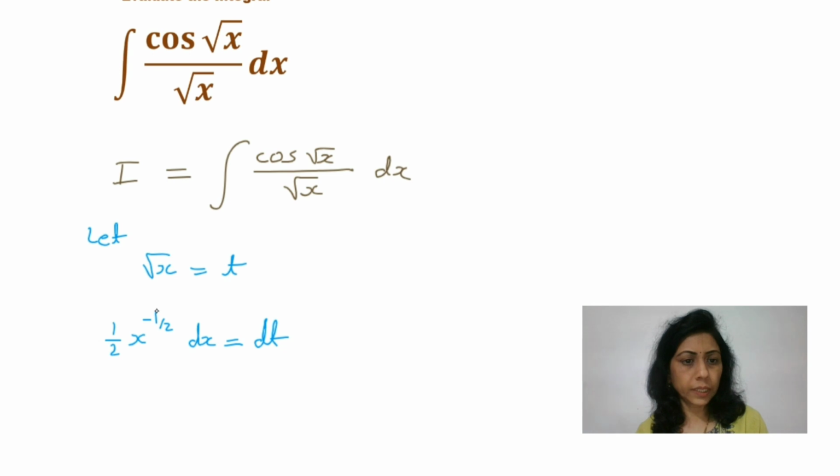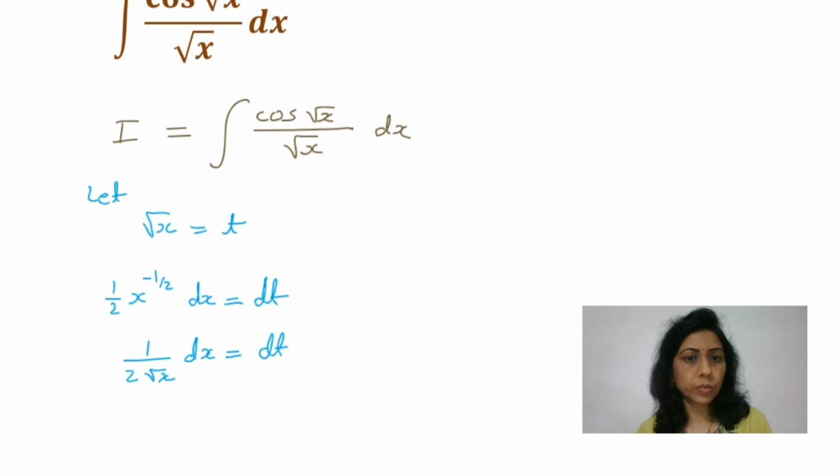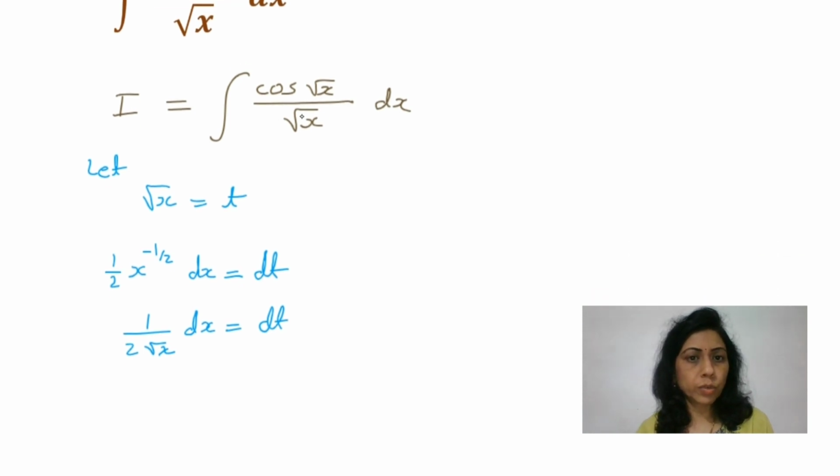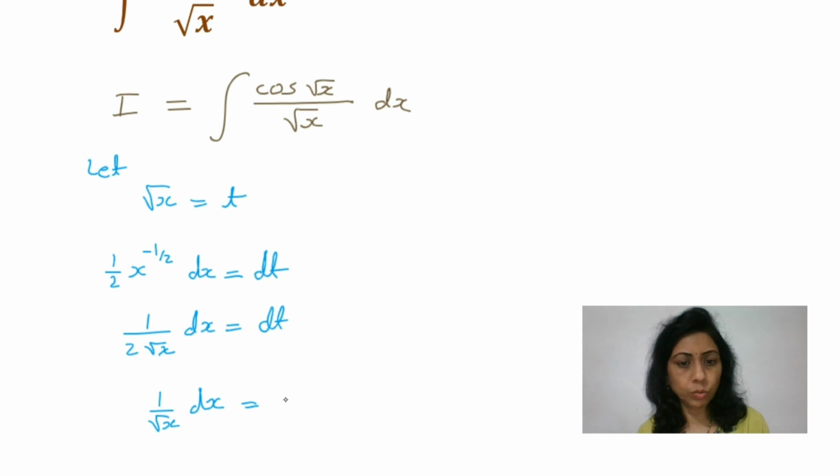So this one we can write in positive power. This goes in the denominator, or we can write 1 upon 2 square root x dx is equal to dt. We can write this in radical form because a radical is given. Here, what is given is actually 1 upon square root x dx, so this is left here, but the 2 we transfer to the other side. 2 is divided here, so on the other side it is multiplied. So 2 dt.